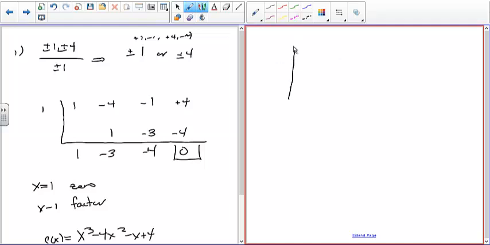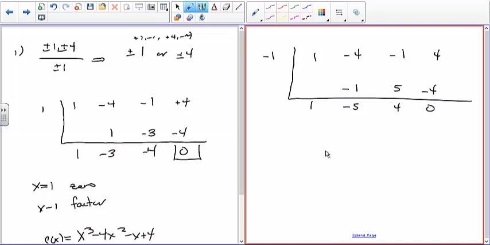But you can see if I do this with the same initial equation, using -1 instead. So you bring down the 1. 1 times -1 is -1. Make sure I did that right. -4 minus 1 is -5. -1 times -5 is +5. -1 plus 5 is 4. -1 times 4 is -4, and you get 0. So what we're left with here is the factor x plus 1 times x squared minus 5x plus 4.